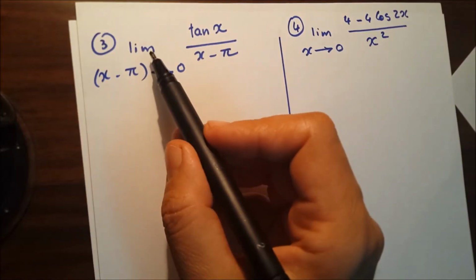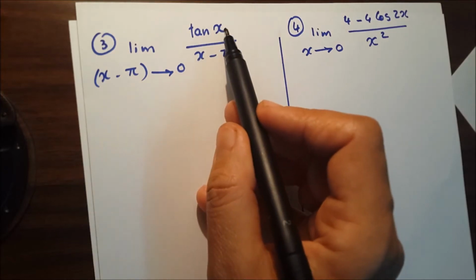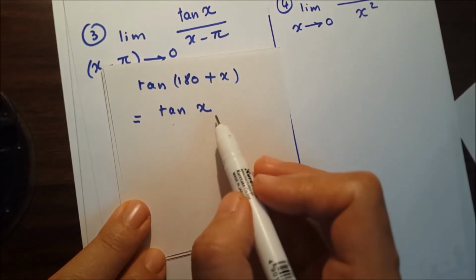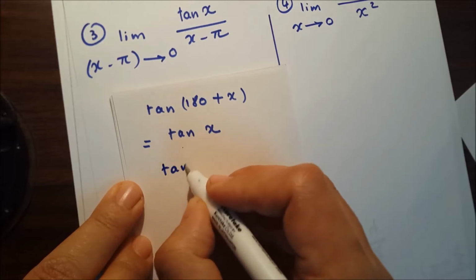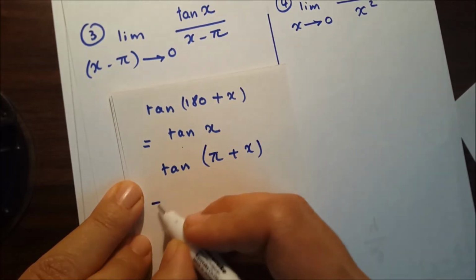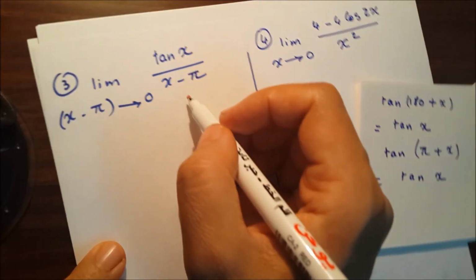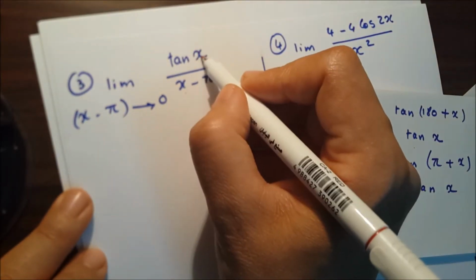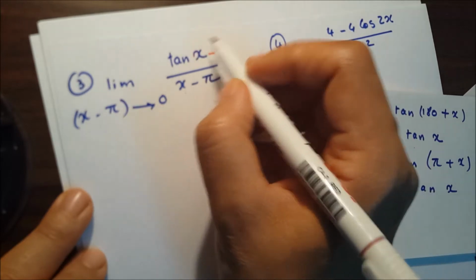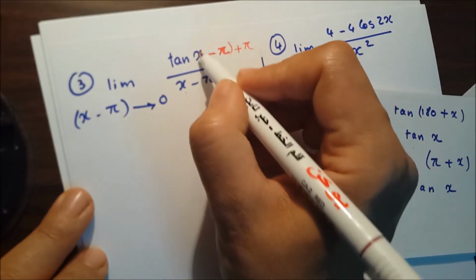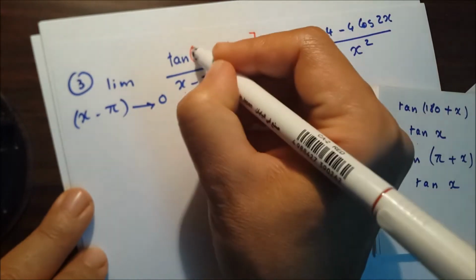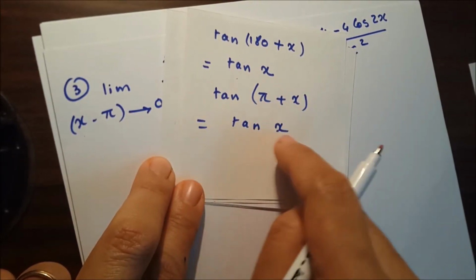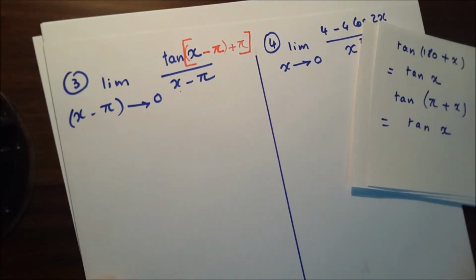Now number 3. Limit as x minus pi tends to 0 of tan x over x minus pi. Remember that tan of 180 plus x is equal to tan x, and 180 means pi, so tan of pi plus x is equal to tan x. In the denominator, we have x minus pi, and here the angle is x minus pi. So we need this angle to be x minus pi. So what we're going to do is subtract pi and add pi. Now this is the angle, and now we have tan of an angle plus pi. And tan of an angle plus pi is equal to tan of the angle, and the sign doesn't change.